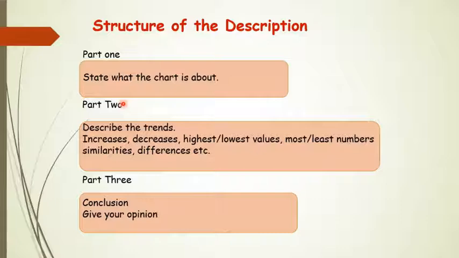And then in part 2, that means you are going to start with a new paragraph. There you have to describe the trends. When you look at the chart, you will be able to notice certain trends. So you have to describe the trends in your second part of the description. By trends, I mean there could be increases, there could be decreases, and also the highest or the lowest values. And you can talk about the most or least numbers, also similarities and differences. So many things are there you can write.